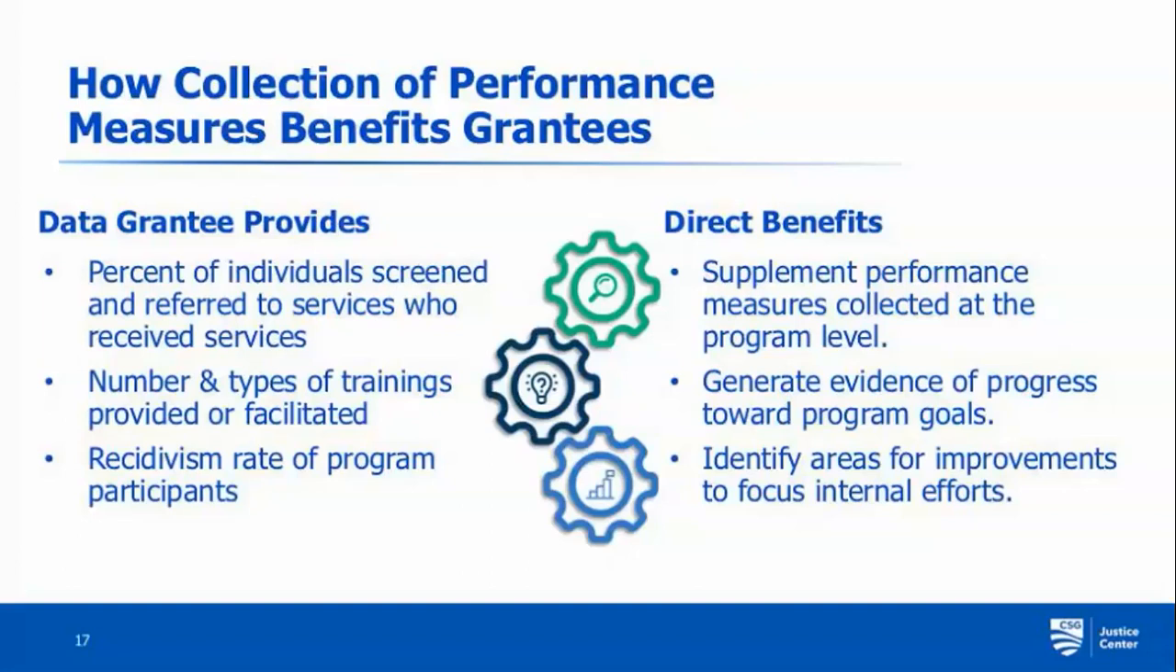The next sample performance metric is: did the project provide or facilitate training to project staff or individuals involved in the project? The direct benefit to you as a grantee is that it generates evidence of progress towards your program goals. The third one is asking about the recidivism rate of your participants. And the question would be something like, according to your definition of recidivism, how many program participants have recidivated since the beginning of the grant program? And the direct benefit to you is that it identifies areas for improvement to focus internal efforts.